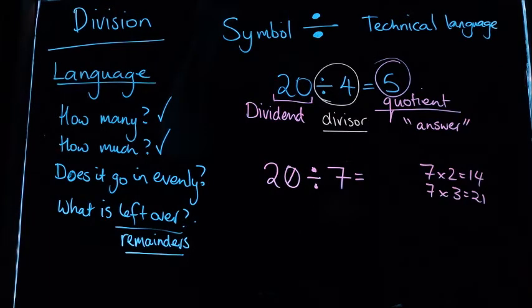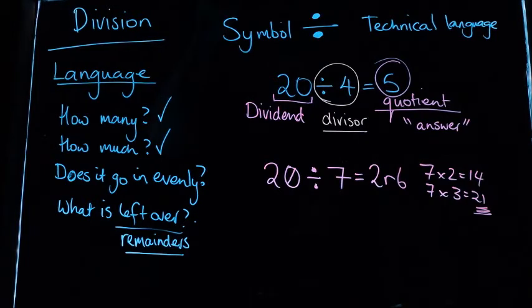I can make 2 groups of 7, and I'm going to have something left over, and this is the language we need. We need to say remainder, R for remainder, and how many is going to be left over? We needed 1 more to make 21, so we've only got 6 left.